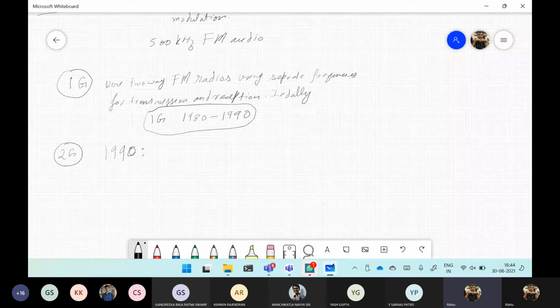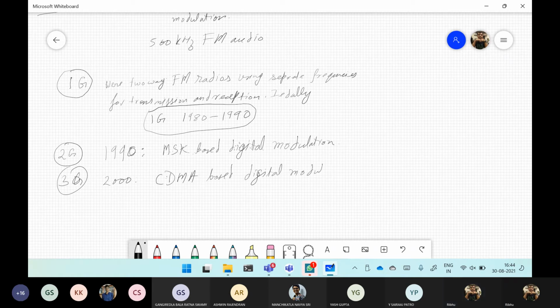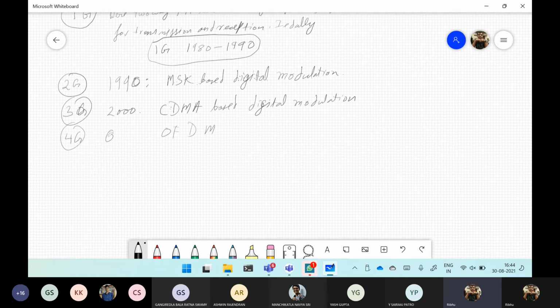Again, MSK based. 3G, 2000, CDMA based. 4G, OFDM. 5G, also OFDM, MIMO, OFDM large MIMO, OFDM multi-user MIMO.